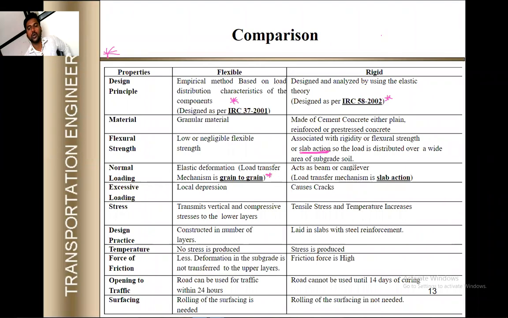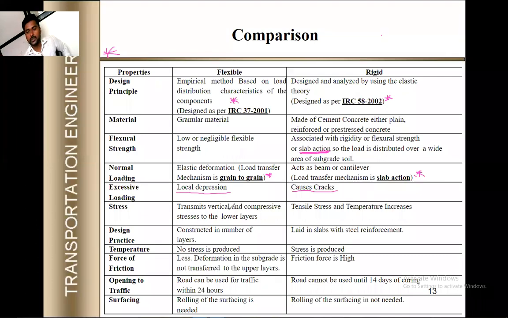Okay, if there is excessive loading, then due to the excessive loading there will be local depression, and in the rigid pavement there will be cracks. There are fewer chances of cracks in the flexible pavement because it is a very elastic material. As the binder material is bitumen, which is elastic, cracks will be fewer on the flexible pavement.